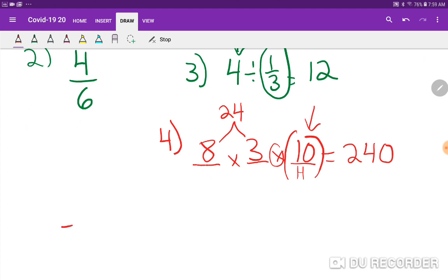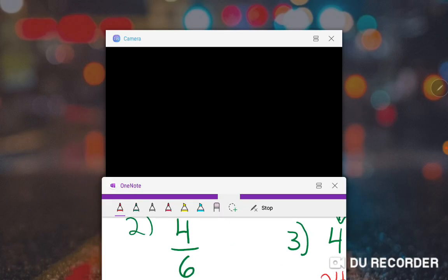Not too bad, huh? Maybe we forgot how to do math. I know you guys would much prefer to be in math class than doing math online, but that's what we got for now, so we're making the best of it.